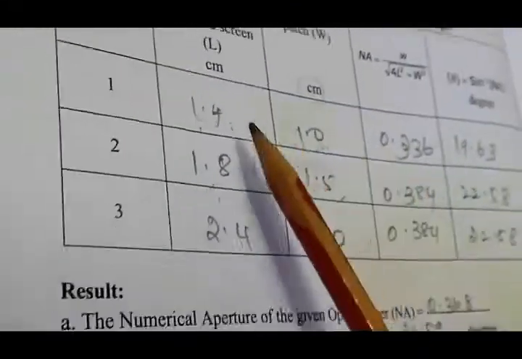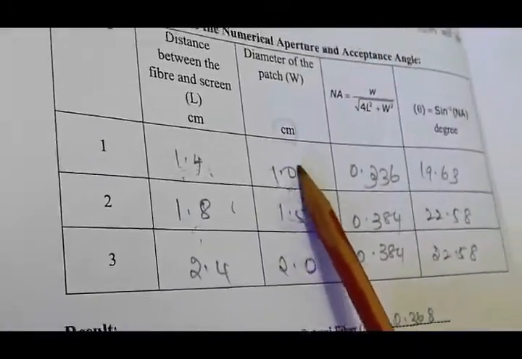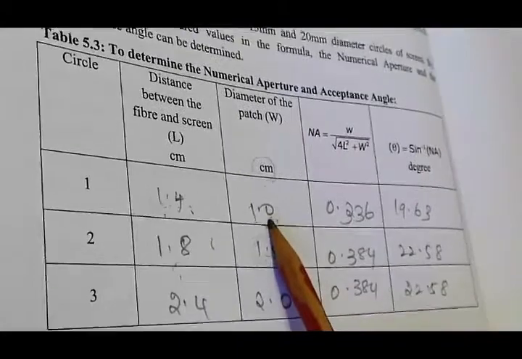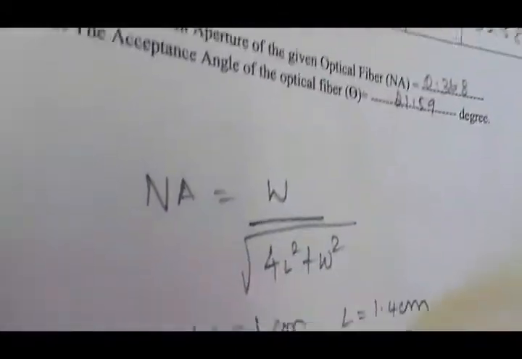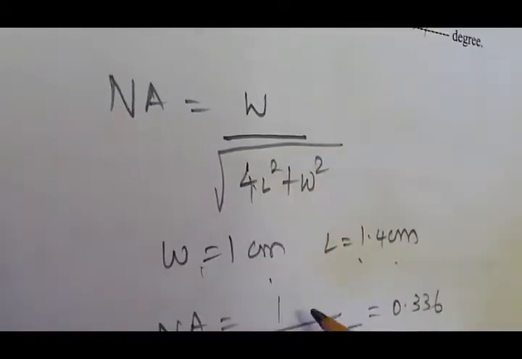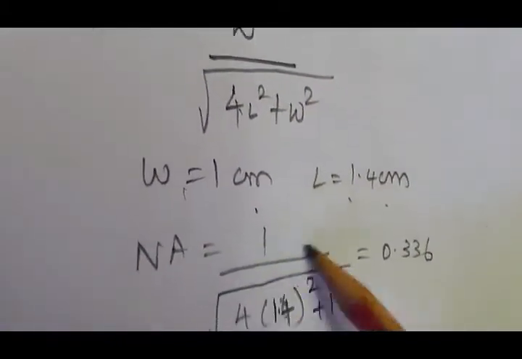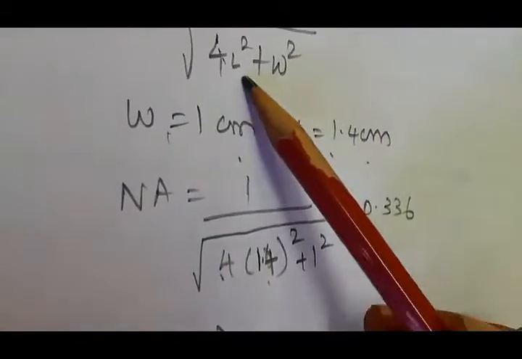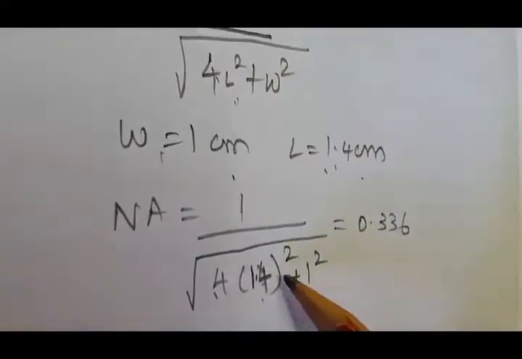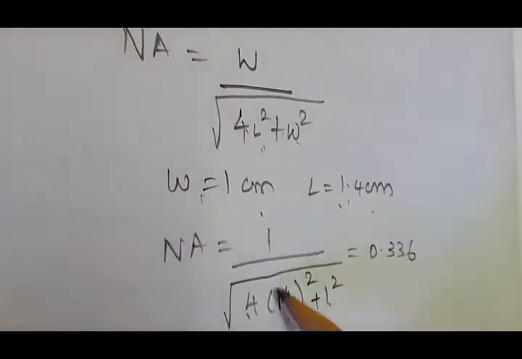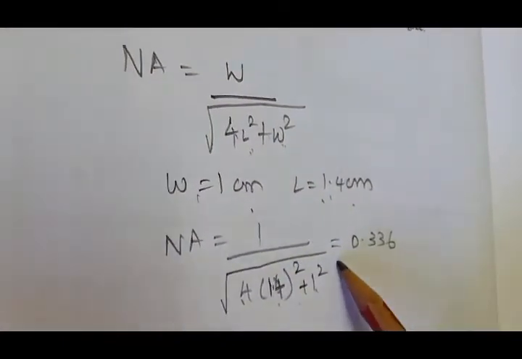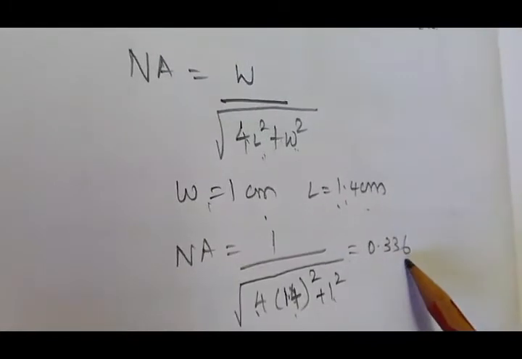By substituting those values in this formula, here W is the diameter of the second circle, which is 1.0 centimeter, and whose length is 1.4 centimeter. Substituting in this formula, W is 1, divided by root of 4 into L square, L is 1.4, plus W square, which is 1 square. By calculating this, you will arrive at NA as 0.336.